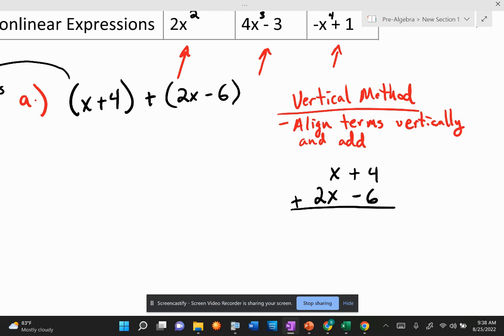Yeah, I know, fun stuff. So what is 4 plus a negative 6 or 4 minus 6? Negative 2. What is x plus 2x? 3x. You're done. Oh, that's really easy. That was so hard. It is just regular math. Isn't that great?